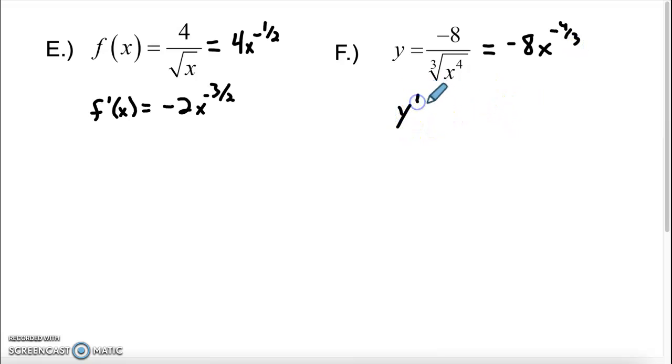So then take the derivative, bring this out front. So negative 8 times negative 4/3 would be positive 32/3 times x, and then subtract 1 from the exponent. So negative 4/3 minus 1 would be negative 7/3. Okay?